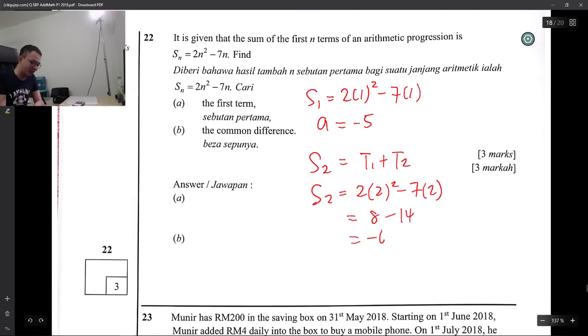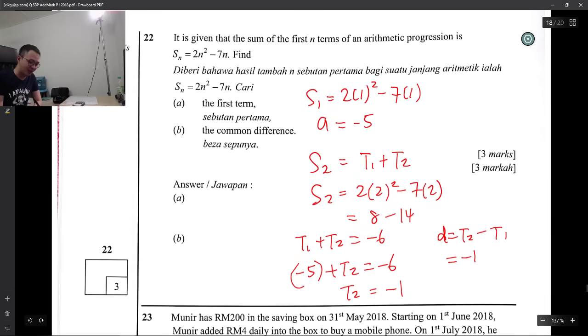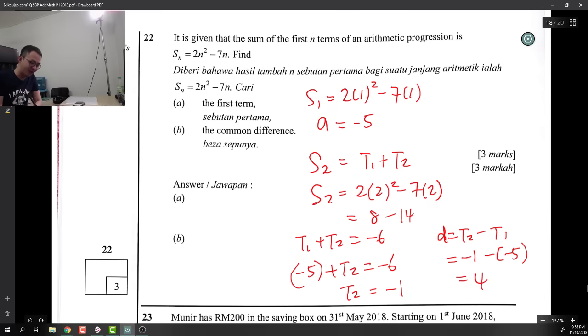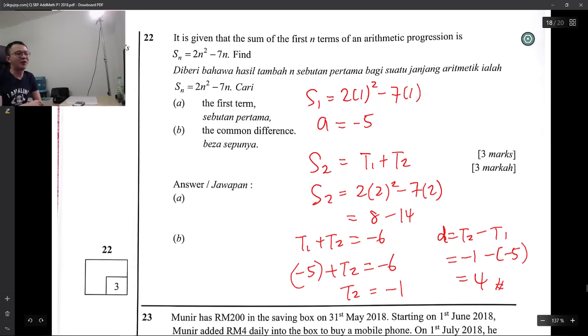So it's -6. But this is the first term plus the second term, right? I got my first term, which is a, is -5, plus T2 equals -6, so my second term is -1. In order to get the common difference, we use the second term minus the first term, right? So I do -1 minus -5. My common difference should be 4. This is how I get the common difference. This kind of question is very easy.